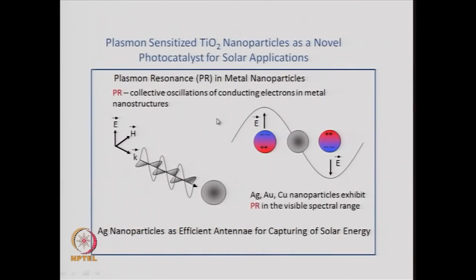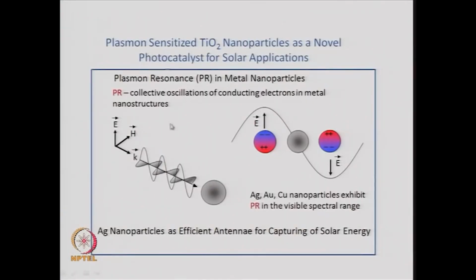and you can also sensitize or increase the efficiency of titanium dioxide nanoparticles by using metal particles through their plasmon resonance. Now, we all know when you have metal nanoparticles, the conduction electrons of the metal nanoparticles can have collective oscillations. Now, these collective oscillations of the conduction electrons can sensitize the TiO2 nanoparticles, and this has been observed for silver, gold, copper nanoparticles, where they exhibit plasmon resonance in the visible range.